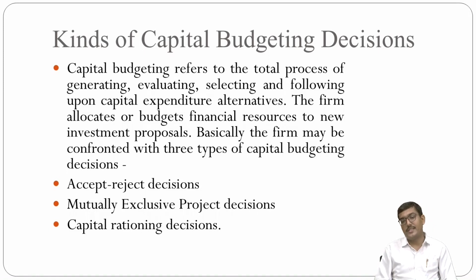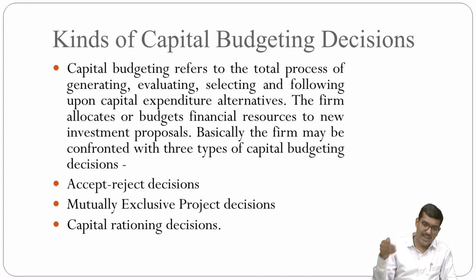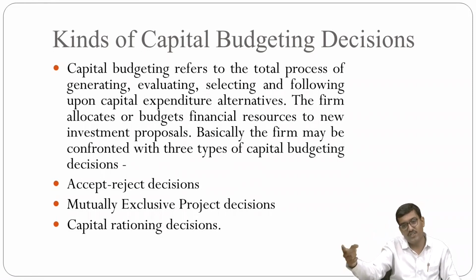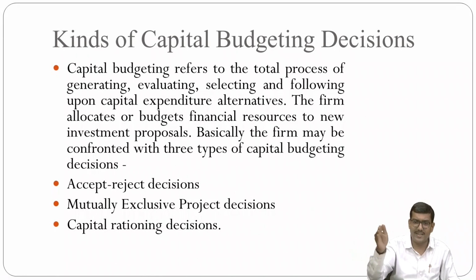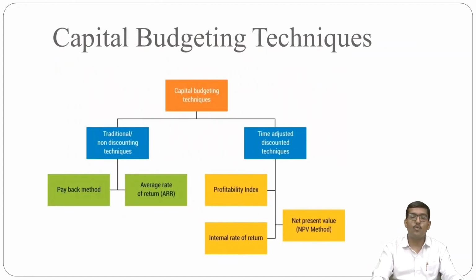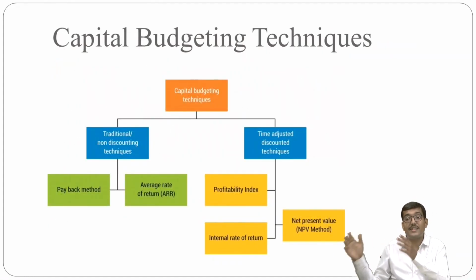Then the capital rationing decision. That means you rank your proposals or projects as first, second, third, fourth, and so on, whatever the ranks are. That is your capital rationing, evaluated on the basis that you take up the first-ranked proposal first, then the second-ranked, then the third-ranked, and so on. So there are mainly three decisions: the accept-reject decision, the mutually exclusive project decision, and the capital rationing decision. Okay my dear friends, now let us move to the capital budgeting techniques.